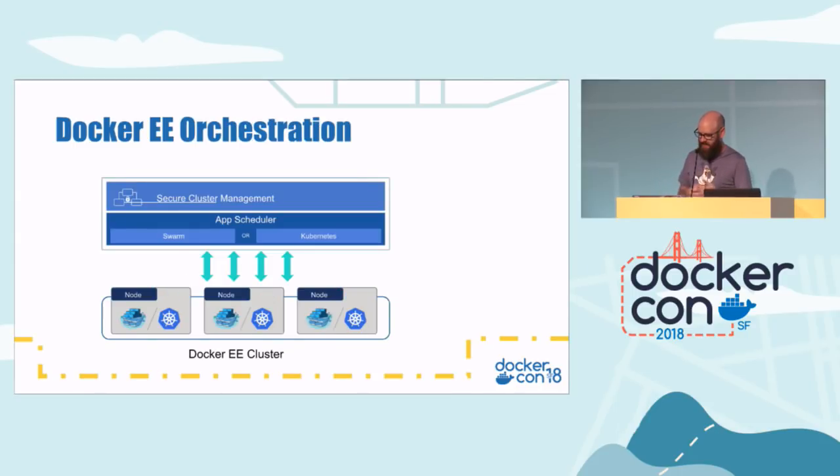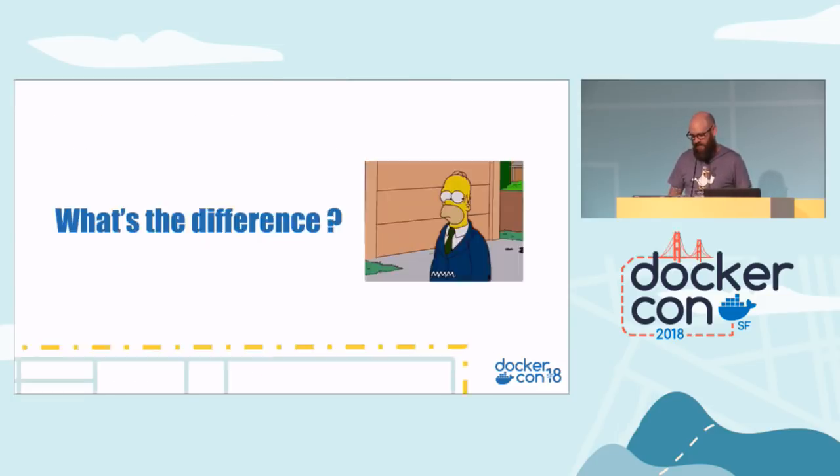As you can see here, there's a few different app scheduler methods. So you can see Swarm or Kubernetes. You can see that there's the secure cluster management. What we're going to do is boil right down into that box, what the secure cluster management is, and really look at how we can secure it. But first, what's the difference between Swarm and Kubernetes in the EE sense? Now, there's a disclaimer here that this is not Kubernetes upstream. This is in the EE context.